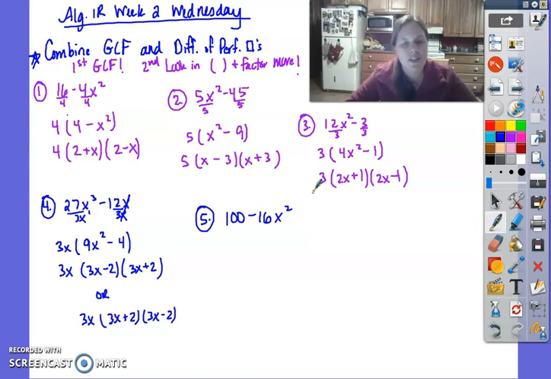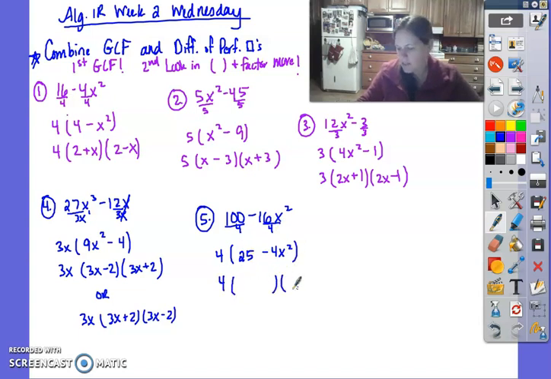What goes into 100 and 16x squared? They don't both have a variable, so it's only going to be a number this time. I don't know a whole lot about 100, but I know a lot about 16, so I think the GCF is just 4. Divide that 4 out. How many times does 4 go into 100? 25. 16 divided by 4 leaves me with 4x squared.